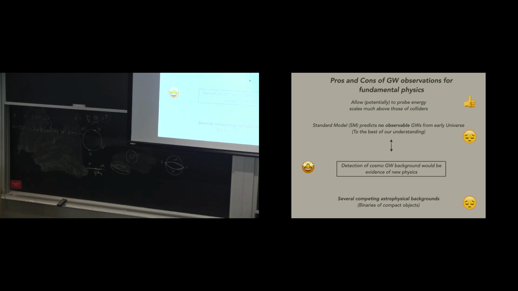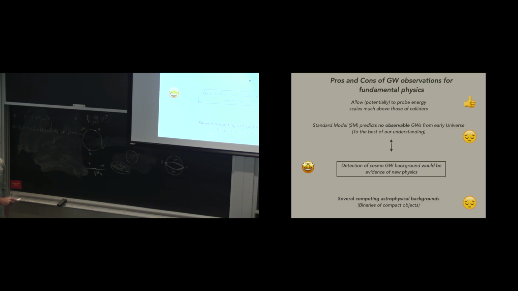There is a both negative and positive thing, which is that currently, to the best of our understanding, the standard model predicts no observable gravitational wave background from the early universe. So there is no process in the standard model, like the phase transitions of the standard model, that would generate an observable gravitational wave signal. That's of course partially negative because it would have been great to have a prediction from the standard model of a gravitational wave background from the early universe. And the way that typically this is twisted around is that if we were to detect a cosmological gravitational wave background, that would provide evidence for new physics. Okay, that's the positive twist.